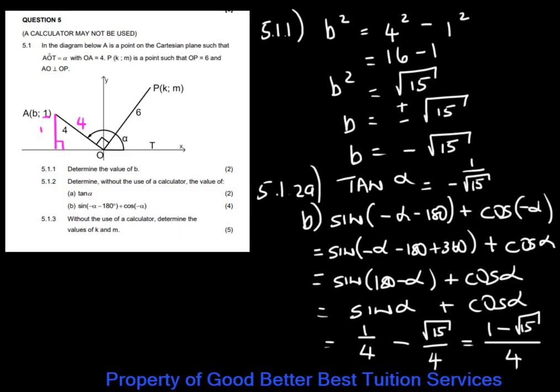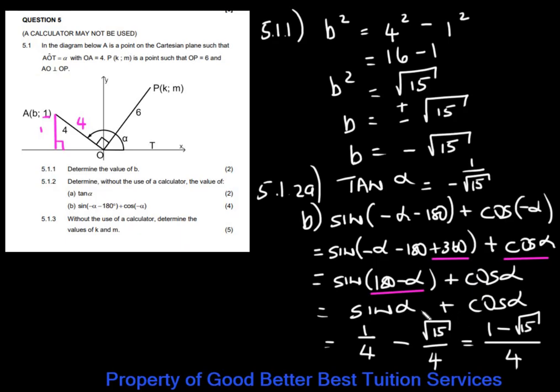We've got sine of negative alpha minus 180 plus cos of negative alpha. This requires for us to simplify first. It's a negative angle, so what we want to do is add 360 so that our angle becomes positive, and that gives us 180 minus alpha. Cos of negative alpha is in the fourth quadrant, so it will remain cos of alpha.